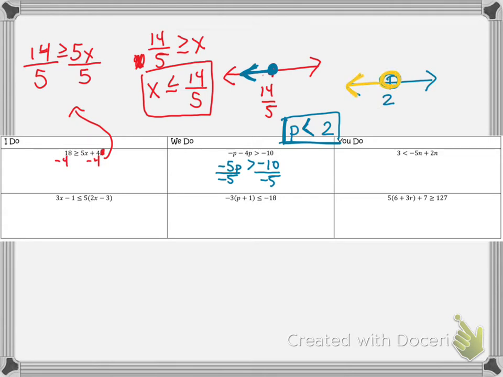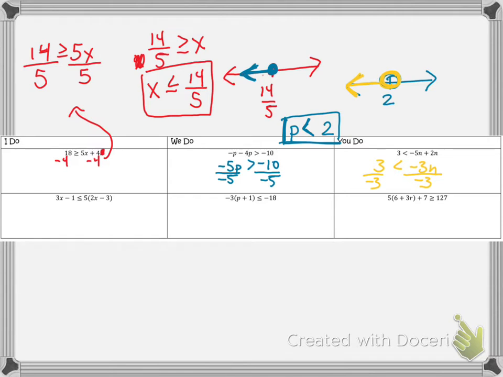All right, go ahead and do that you do and check your answers. All right, here on the you do, go ahead and tell me what did you do first? That is correct. We do combine like terms first. So I have negative 5 with positive 2. That gives me negative 3n on the right side. And then I'm going to divide by negative 3. That should trigger you to do what? That is correct. Flip the sign.